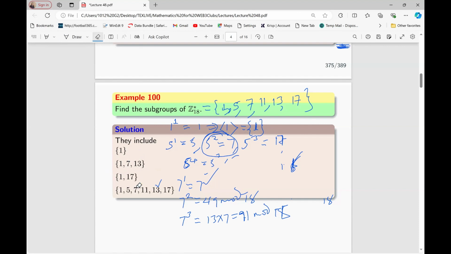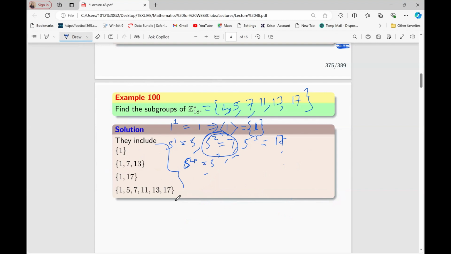So we have several elements which will generate the same subgroup. And that is why we have few subgroups as compared to the number of elements. Okay, and so on, and so on. We try 11, 13, 17, but these are the only subgroups that will be generated by this group.